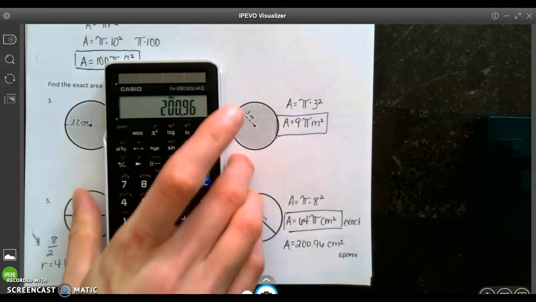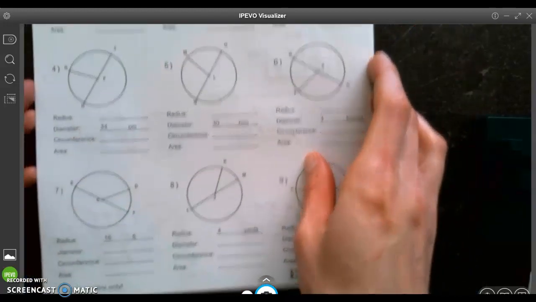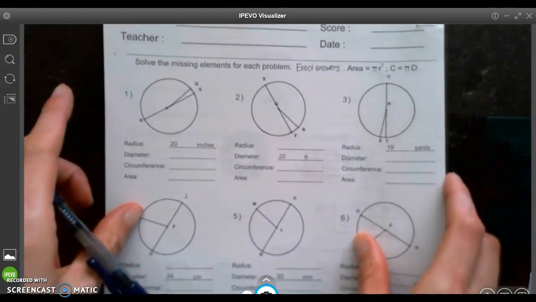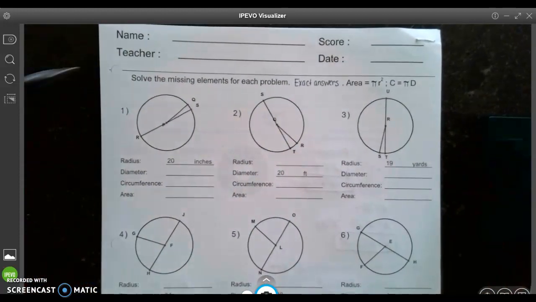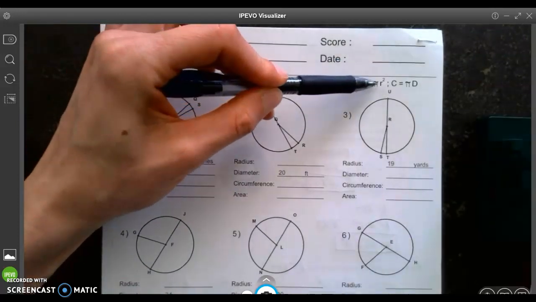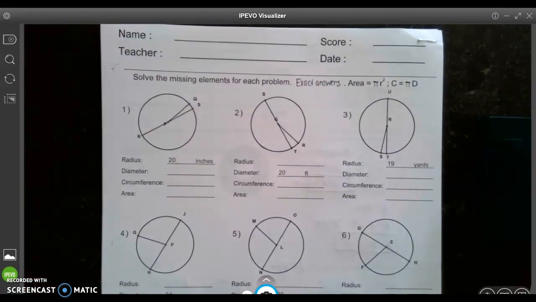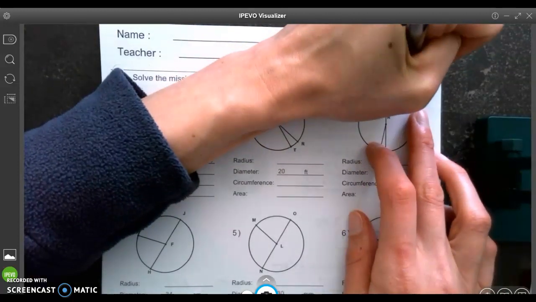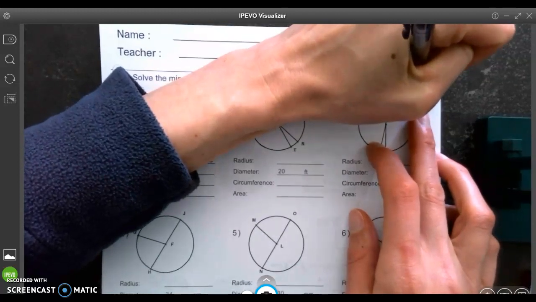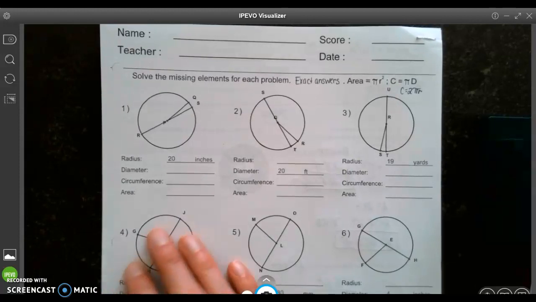So now what I actually want to do is show you one of the homework problems. So we're going to do number 1 together. So you can come back and look at this if you're having trouble with any of the homework on your own. Solve the missing elements for each problem. Exact answers. Here are the two formulas. Area equals pi r squared and circumference equals pi times diameter. So you're going to have radius and you're going to have diameter. If you wanted to use circumference equals 2 pi r, you can, but you'll have the diameter. So you could really use either formula.